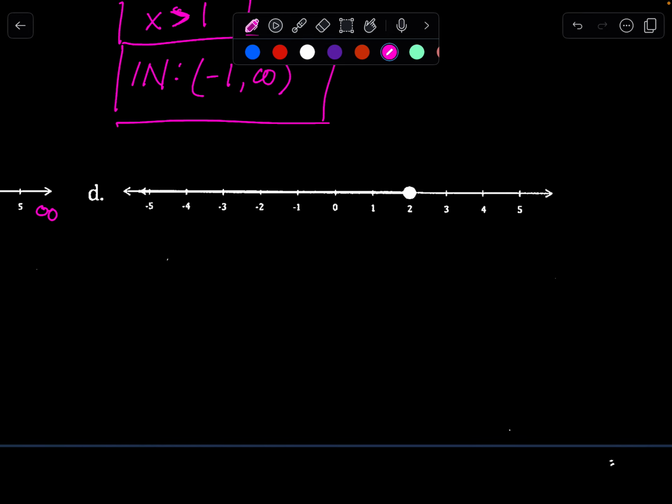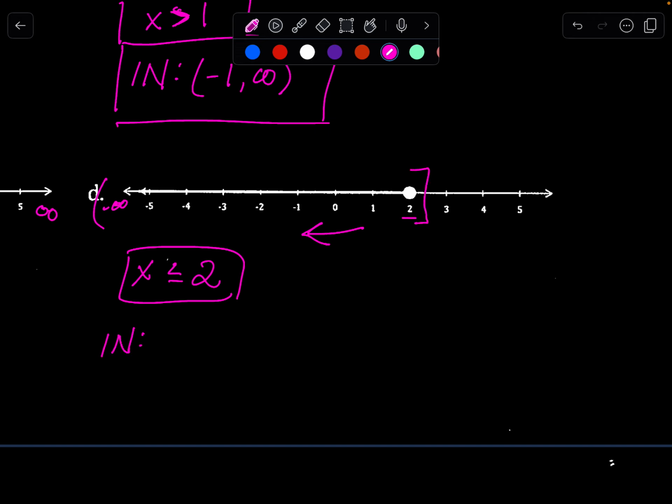So, next one. We have 2 is our number going towards the left-hand side. Going towards the left-hand side, we're going to set as x is less than or equal to, because it's a filled circle, filled dot here, right? And then for our interval notation, we have negative infinity on this end with a parenthesis, and then a bracket because it's a filled circle, right? So our interval notation is going to be negative infinity, comma, 2, bracket. I'm just boxing my answers there because those are what they are.